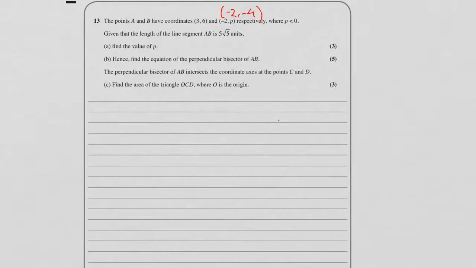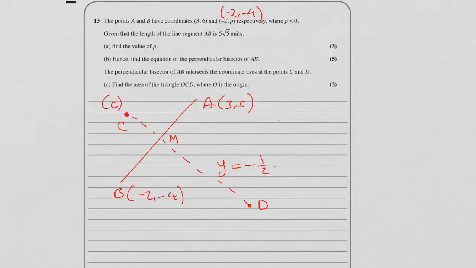I'm going to start off with a little sketch. So, I've got my points A and B. There's A, there's B. And I'm going to roughly draw a perpendicular bisector through the midpoints. And I'm going to put C up here and D down here. And this has got equation minus a half x plus 5 over 4. And I basically want the coordinates where this crosses the axis and that crosses the axis.